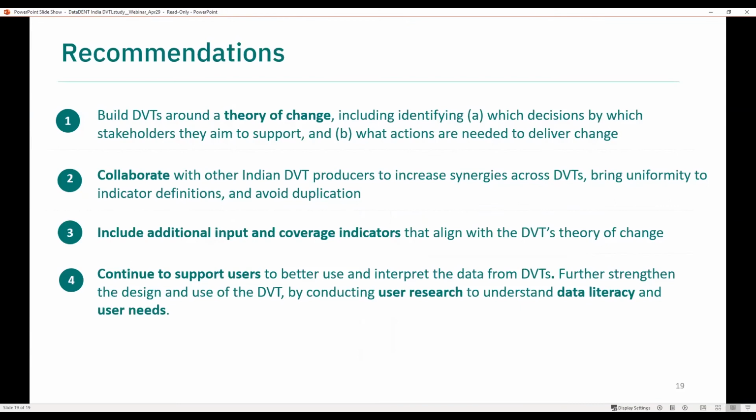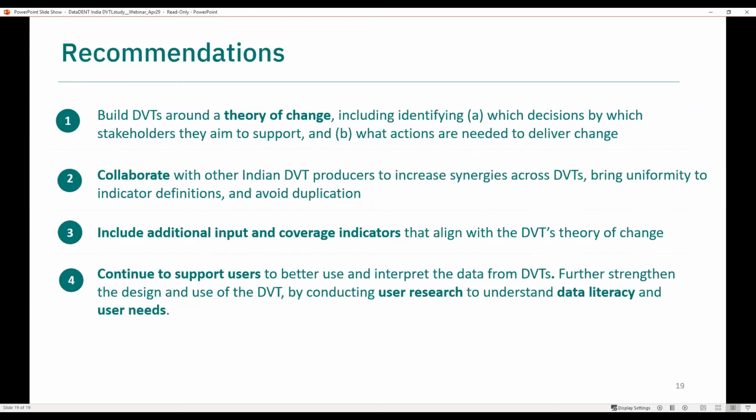Coming to recommendations, some of the recommendations to improve the DVT landscape in India are to build DVTs around a theory of change, including identifying which decisions by which stakeholders they aim to support and what actions are needed to deliver change. Secondly, collaborate with other Indian DVT producers to increase synergies across DVTs, bring uniformity to indicator definitions, and avoid duplication. Thirdly, include additional input and coverage indicators that align with the DVT's theory of change and support in planning and implementation of programs.